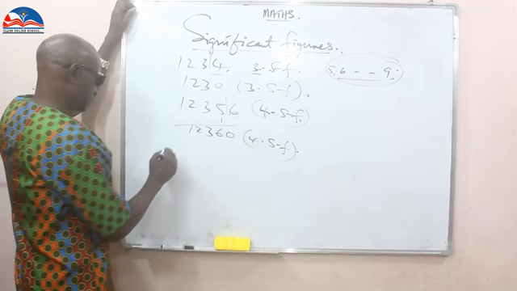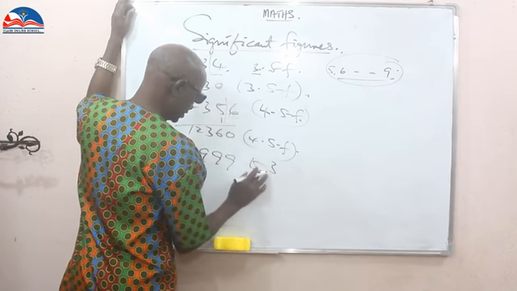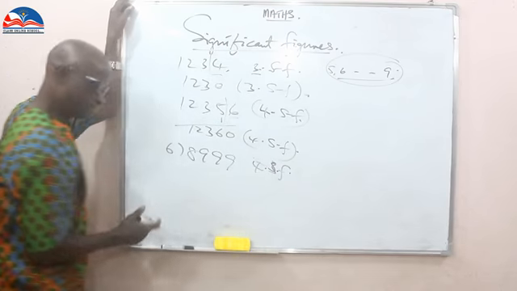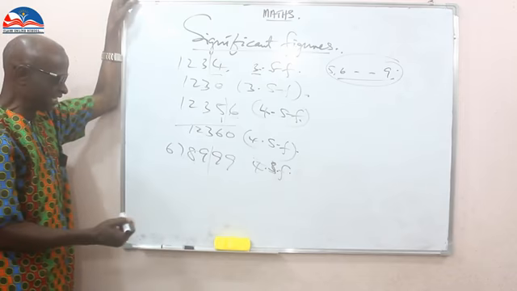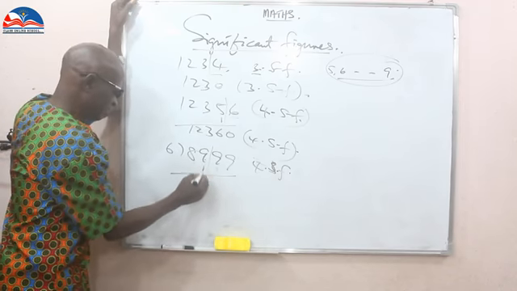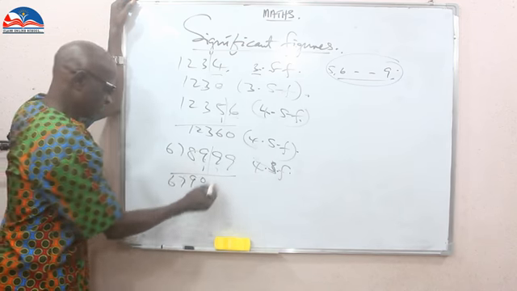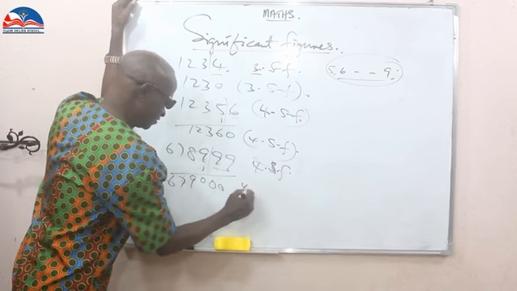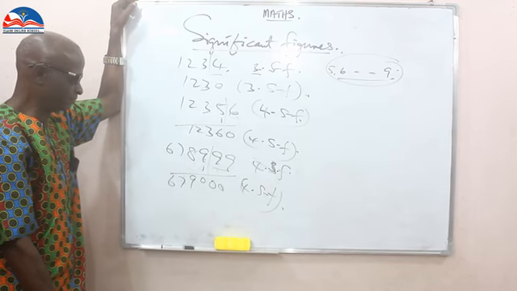If I'm asked to correct 67899 to, let's say, 4 significant figures, 4 SF. First 4 numbers: 6, 7, 8, 9. The next immediate number here is 9. It's up to half. Yes, call it and add it here. 9 plus 1 is 10, so 6, 7, 9, 0. Then what happens to the last number? Call it 0. Don't just throw it away. That's 4 significant figures. That's significant figures.